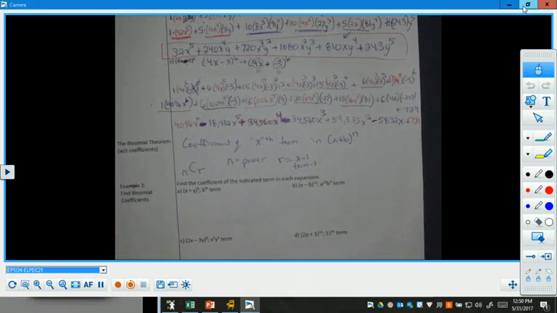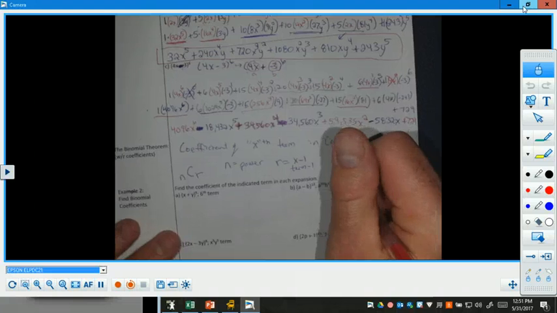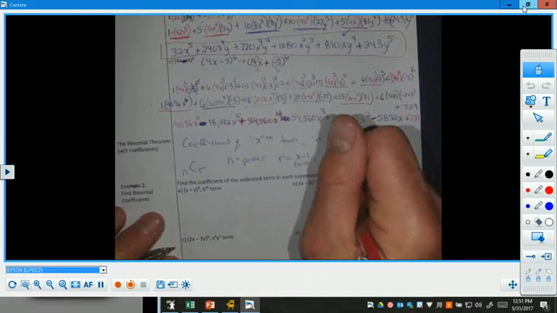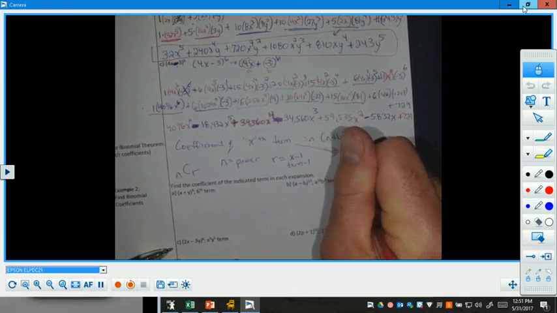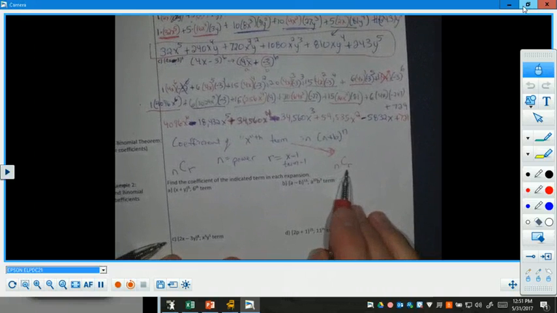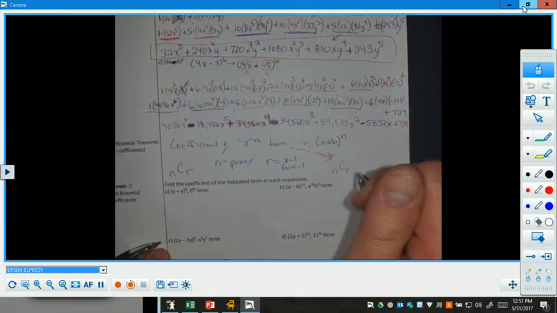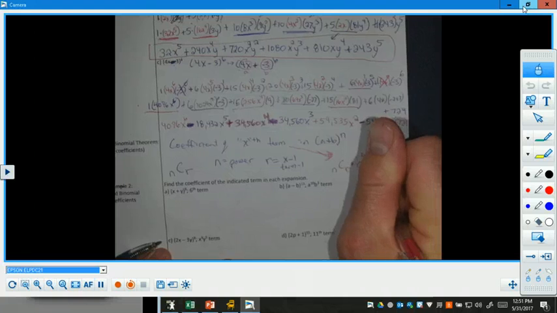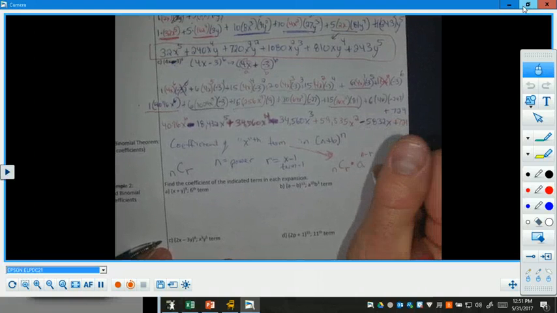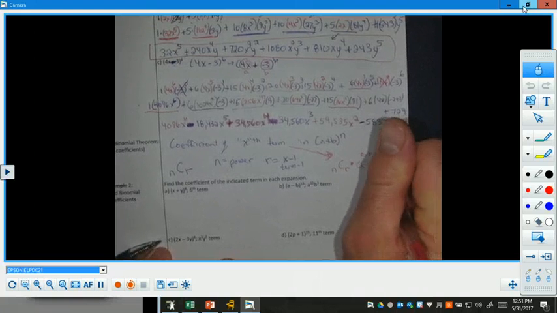And if that's the case, then my element, the xth term, will look like the following. It will be whatever nCr is, and we'll be able to get that from Pascal's triangle, I'll show you, that's pretty cool, times a to the n minus r times b to the r.